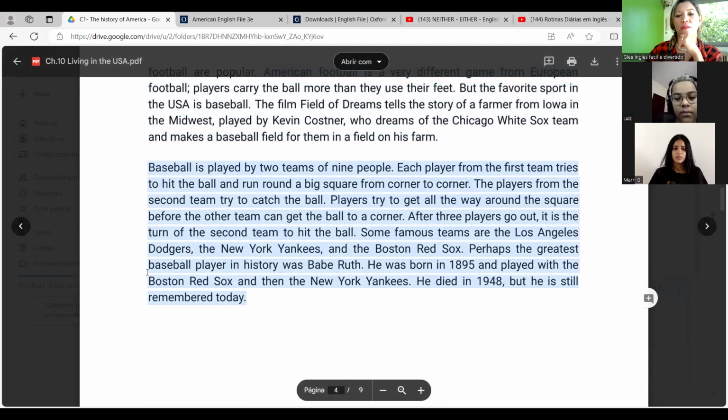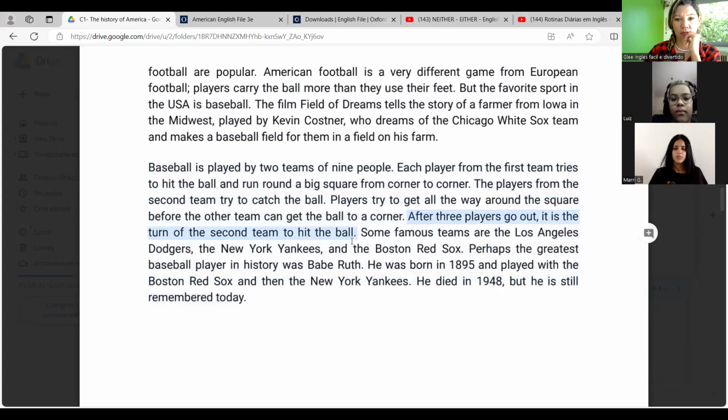Baseball is played by 2 teams of 9 people. Each player from the first team tries to hit the ball and run round a big square from corner to corner. The players from the second team try to catch the ball. Players try to get all the way round the square before the other team can get the ball to a corner. After 3 players go out, it is the turn of the second team to hit the ball.